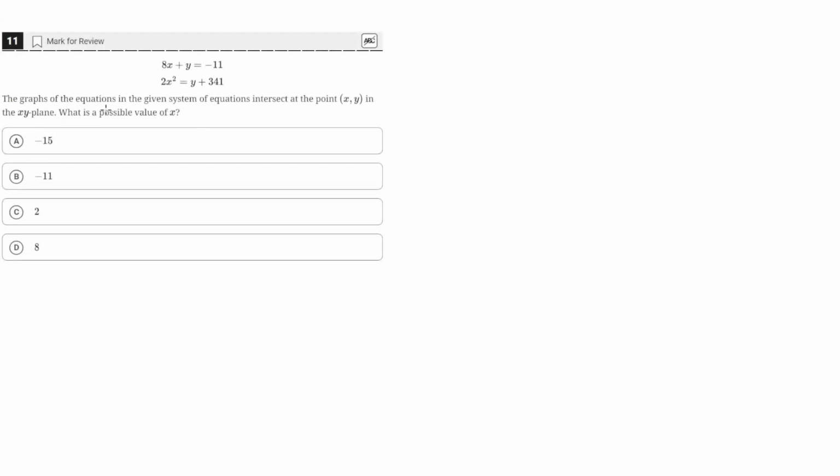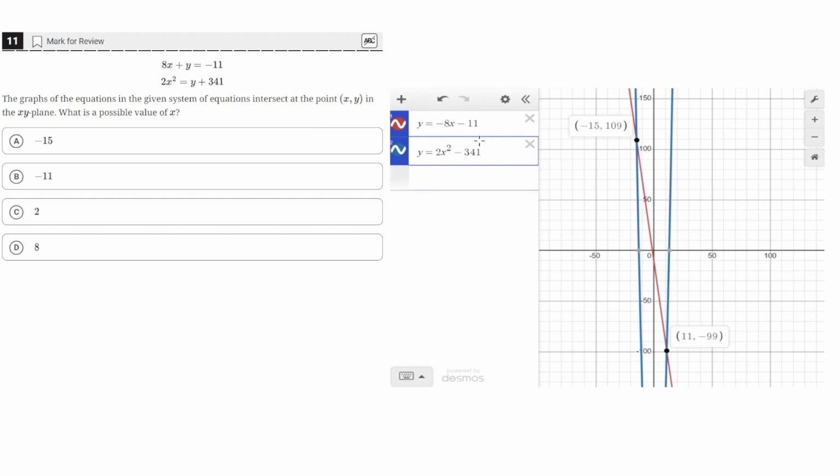The graphs of the equations in the given system of equations intersect at the point xy in the xy plane. What is a possible value of x? So we're given these two equations here, and in order to find the value of x where they intersect, we can just graph these in Desmos and see the point of intersection. So here is the graph of these two functions. I've put them both into Desmos.